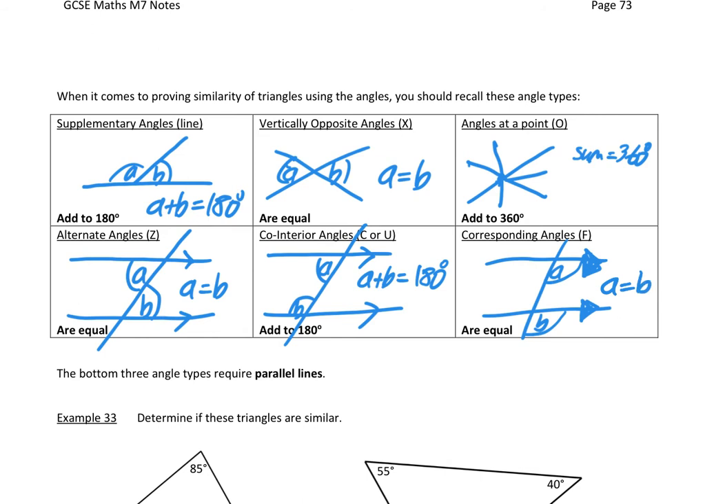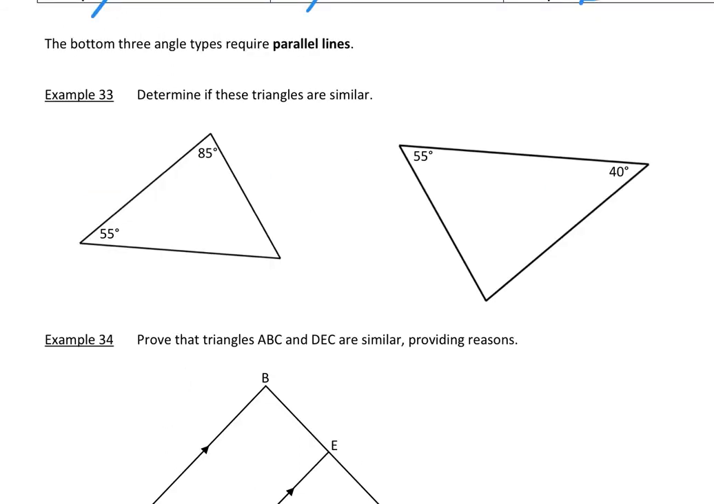And that's it. Okay, these things are very, very important. So you've got your angles in a straight line add up to 180 degrees. Vertically opposite angles are equal. Angles at a point add up to 360. Alternate angles are equal. Next one's co-interior angles, so the C shape or the U shape, add up to 180 degrees, and corresponding angles are equal. They're very, very important that we understand all of these.